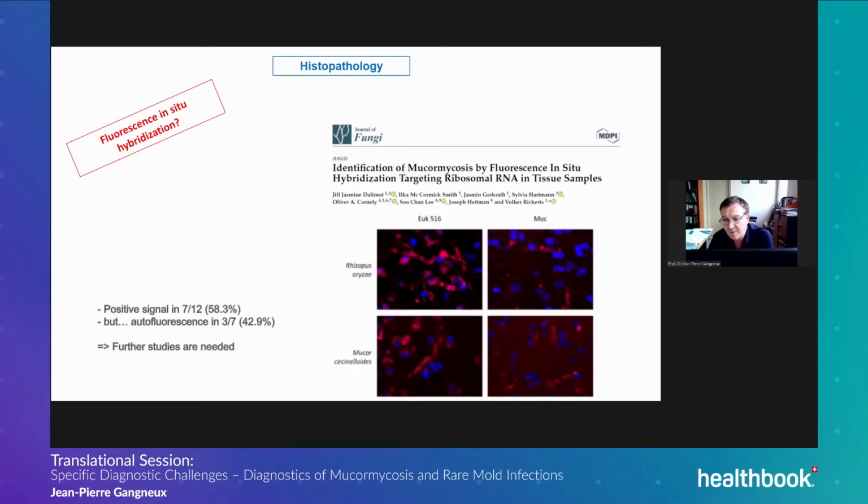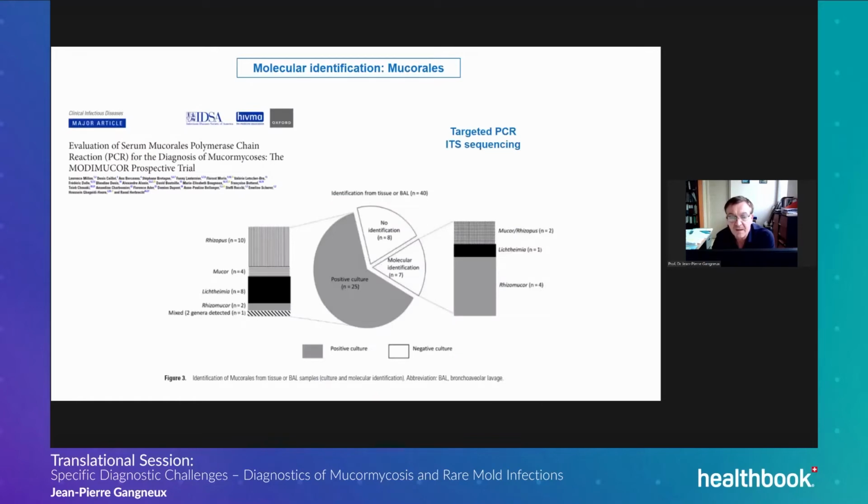And here in this paper, the authors tried to use a specific staining for mucorales, and they obtained a positive signal in 58% of the samples, but they mentioned that autofluorescence was observed in 42% of the samples. So it is not completely convincing, and the authors said that there is a need for further studies. That's why, regarding biopsies and cutaneous samples, once again, molecular identification is very useful.